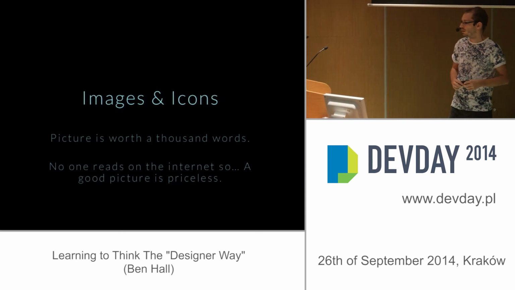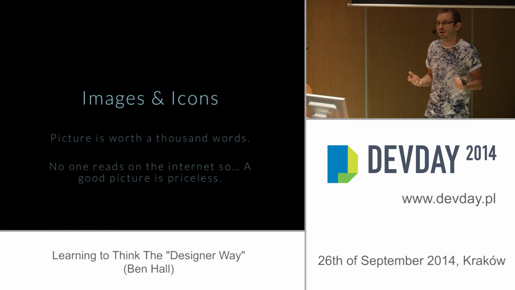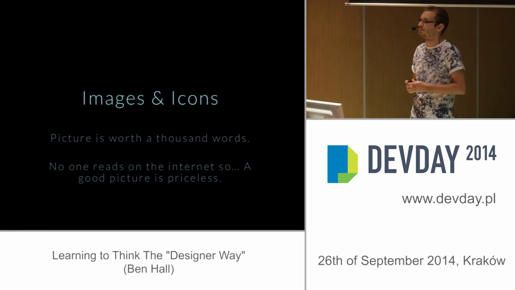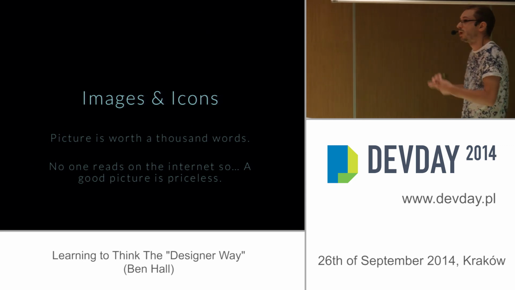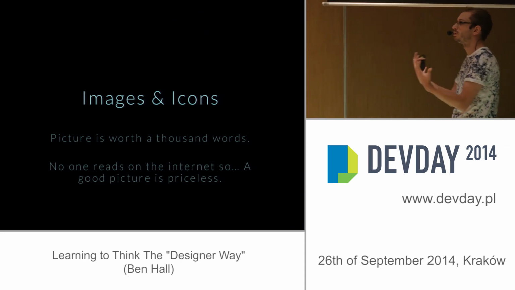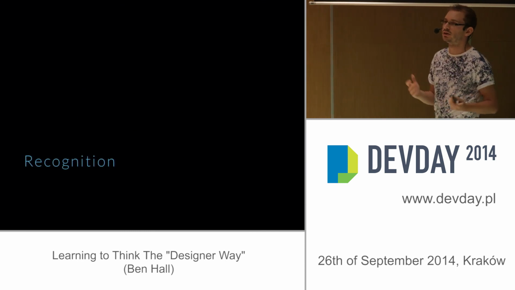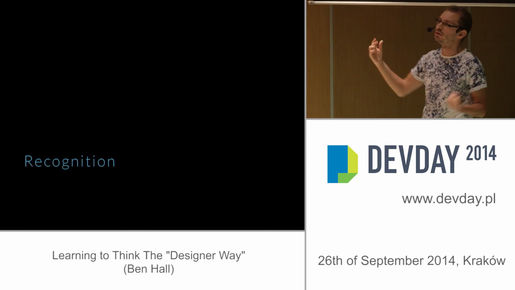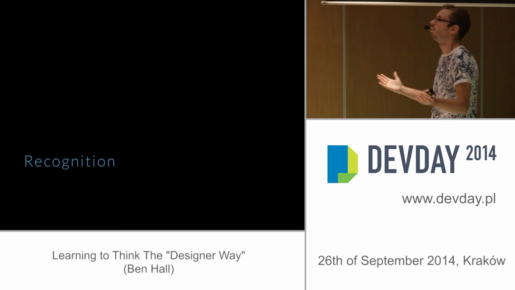So now we have images and icons. As I said earlier, people online just generally don't read anything. It's just a well-known fact. So, if we don't want to overload them with information, icons are a great way to achieve that. And it's that recognition. If you see something, boom, you don't need to read it. You just automatically know what it will do.